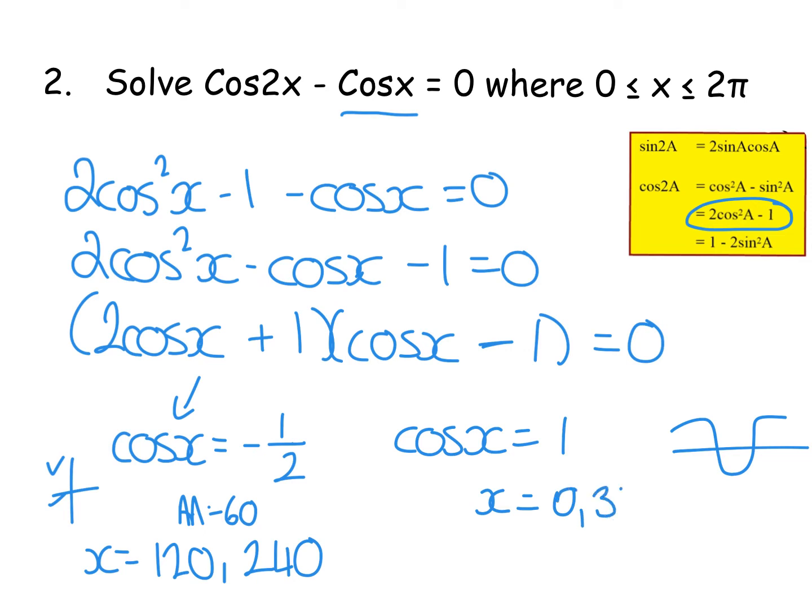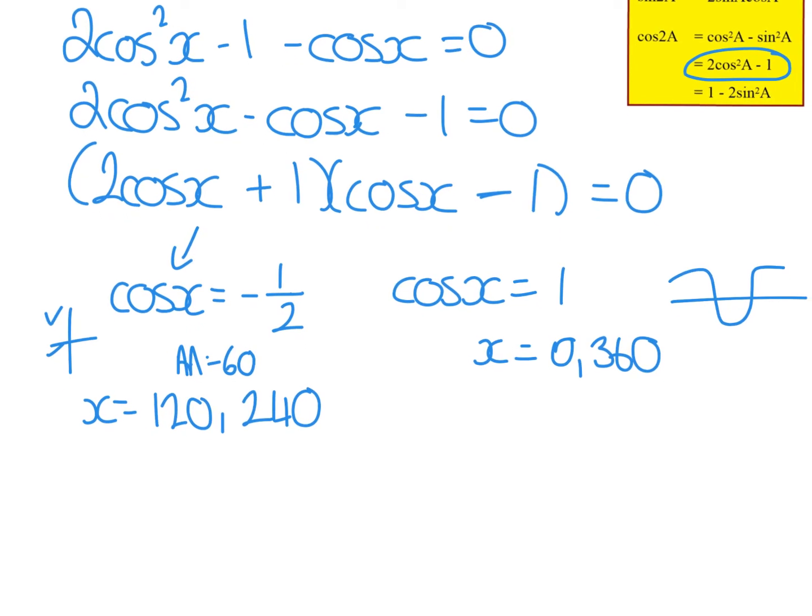360. And then a quick glance, I've just noticed up here, it doesn't want it in degrees, it wants it in radians. So I'm going to put them all into radians and I'm going to put them in order. So my final answer is x equals 0 is the smallest. 120 is made up of 2 60s, so that's 2 pi over 3.